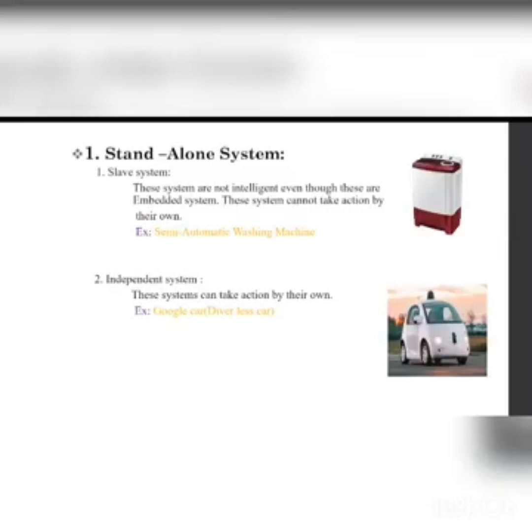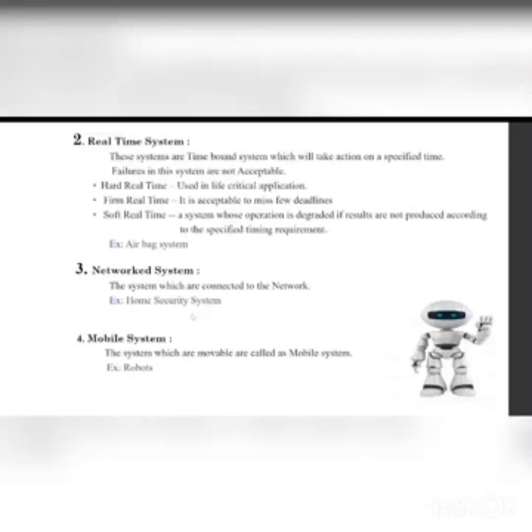Standalone systems, we are all well known about the washing machine, right? First, the dependent systems are not intelligent even though they are embedded systems. The system cannot take action on its own, for example a washing machine. The second example is an independent system. This system can take action on its own. Let's take the example of Google car, the driverless car.